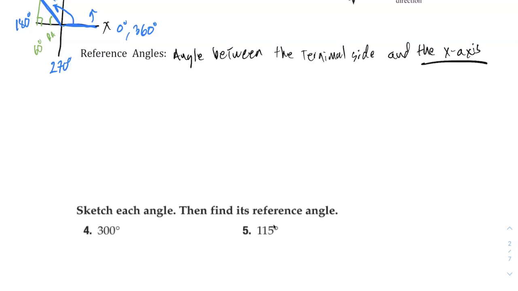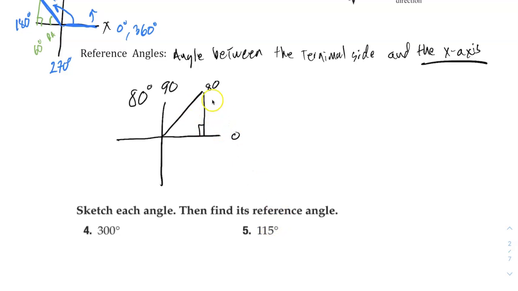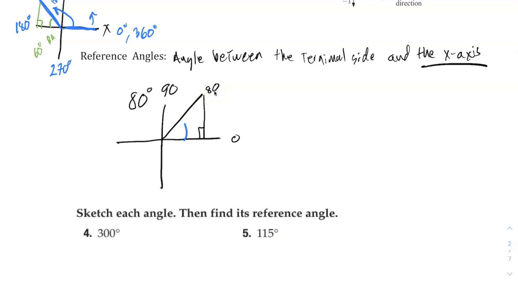If I want you to draw, let's say, an 80-degree angle. Pretty self-explanatory. You have 0, you have 90. So 80 would be somewhere over here. So we always go straight down to make a right angle. And the reference angle here, anytime you're in the first quadrant, is actually just the angle. Because remember, 80 is the angle from here to here. So in this case, my reference angle would just be 80.